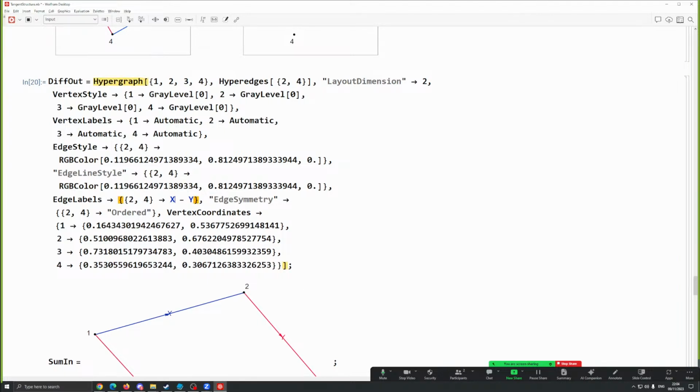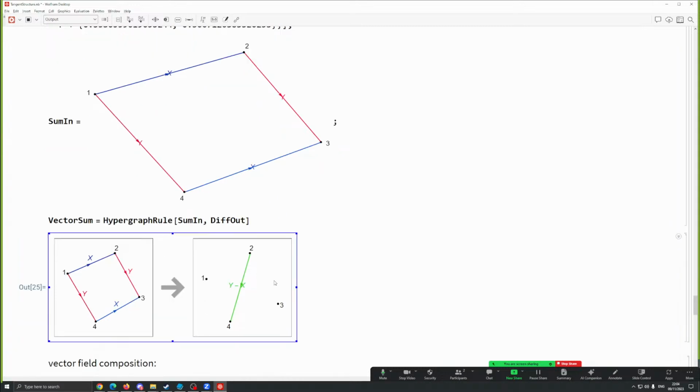Let me just change this 4 to 2. I'll just change the label here, because I like y minus x better aesthetically.